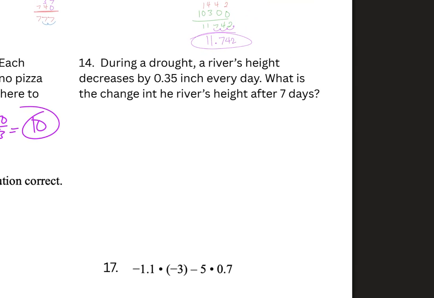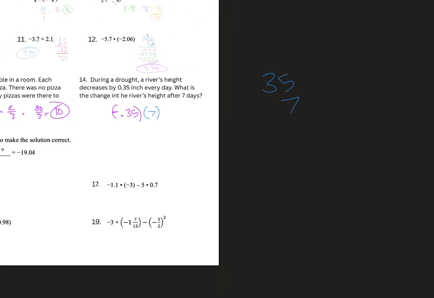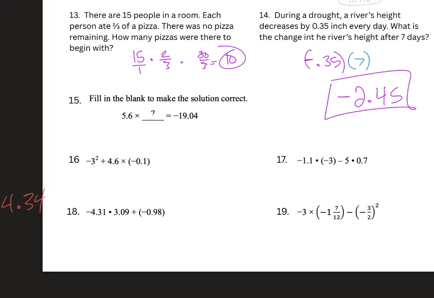During a drought, a river's height decreases by 0.35 inches every day. So if you want to write that as negative, go for it. And what we're going to do is multiply it by 7 days. And so all we're going to do is 35 times 7, that's 35. 7 times 3 is 21, 24.5. There was a decimal here, so we're going to hop it twice and hop it twice. So it decreases 2.45 inches after 7 days.